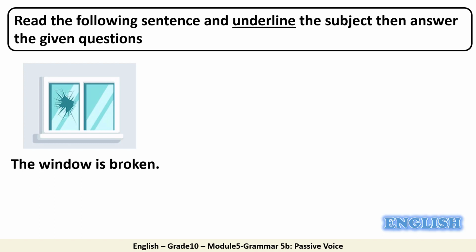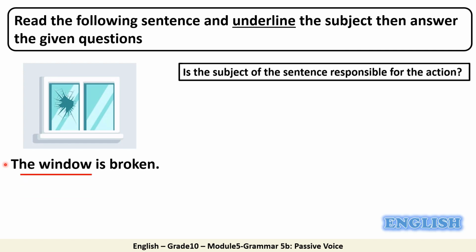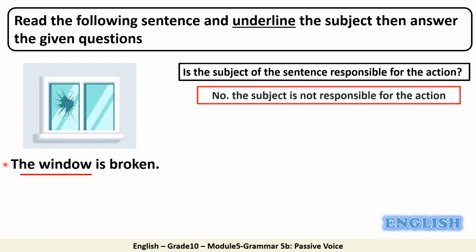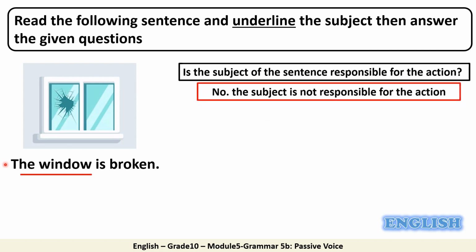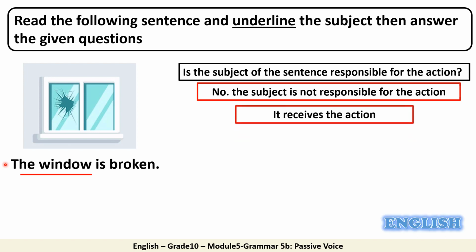Now look at the second picture, read the following sentence and underline the subject, then answer the given questions. The window is broken. What is the subject in this sentence? Very good, it's the window. Now, is the subject of the sentence responsible for the action? No, the subject is not responsible for the action. Very good. So, it receives the action.